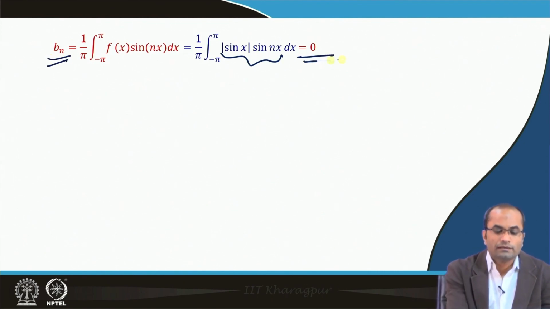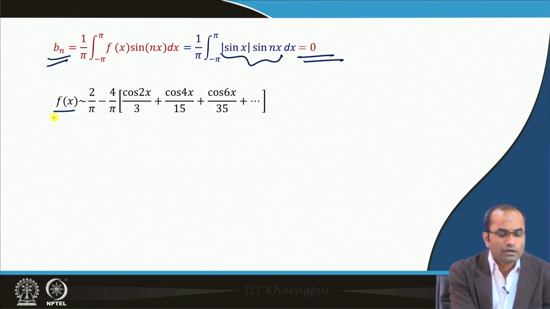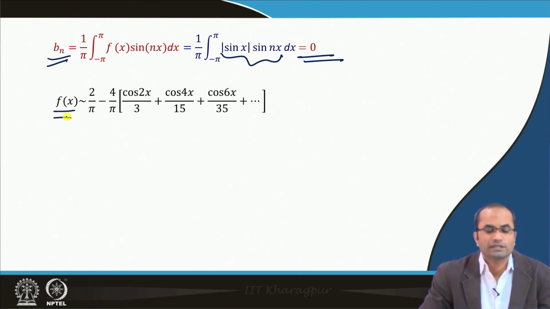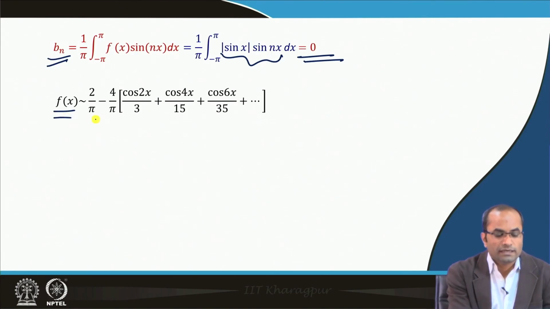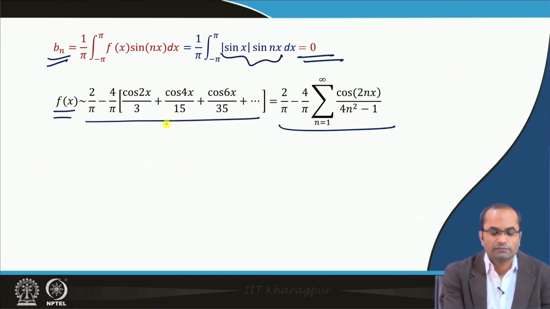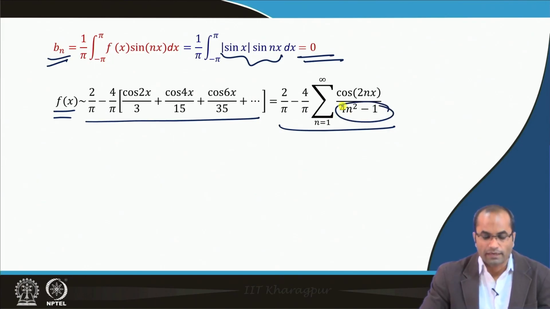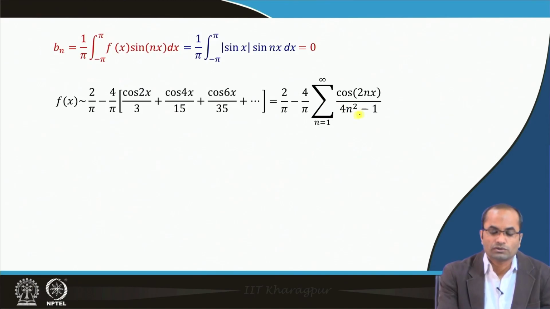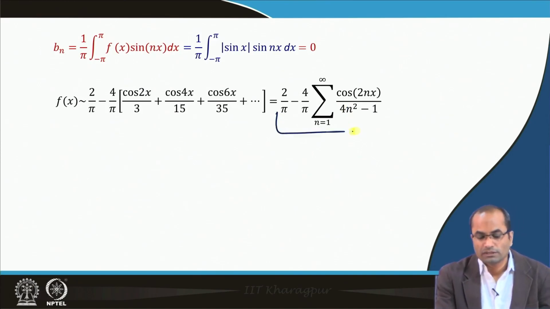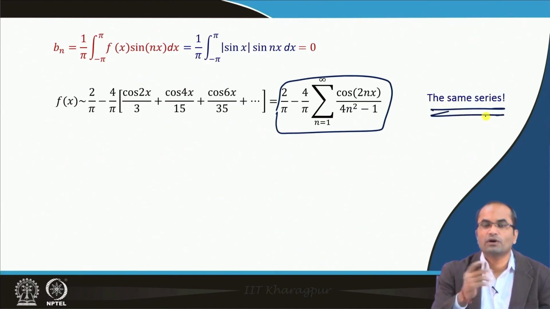So, the b_n coefficients are 0, and therefore, our f(x) now, after substituting these a_n's and b_n's, can be obtained in this form, which can be again written in a more compact form, having this 4n square minus 1 and this cos 2nx term. So, this was exactly the series which we got, assuming it as pi periodic.